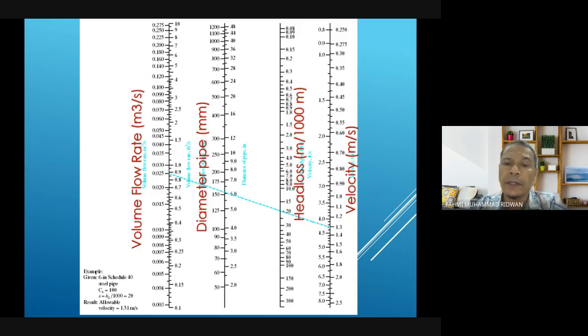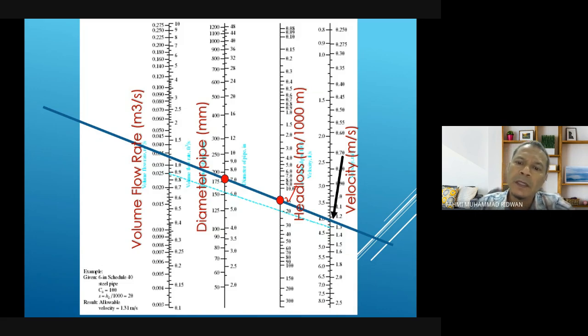So here, for instance, at this point we have the head loss, and then we have the diameter at this point. So we can draw a straight line from these two points, and then we can determine the velocity here, and the flow rate here. Here is the velocity, and here is the flow rate. So the nomograph is much easier to use.